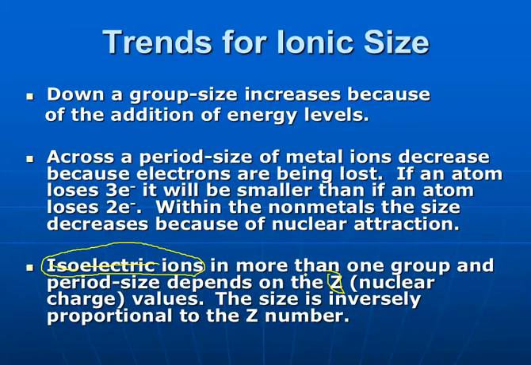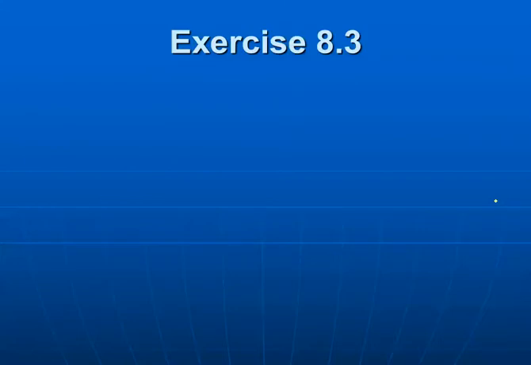As the number of protons increases in that series, the size decreases. So there's an indirect relationship between the Z number or the atomic number and the size when you're looking at an isoelectric series. And that's what this is saying here, this inversely proportional to. So keep that in mind. So here I think we've got an example.